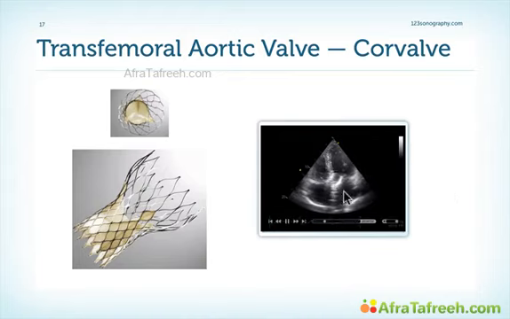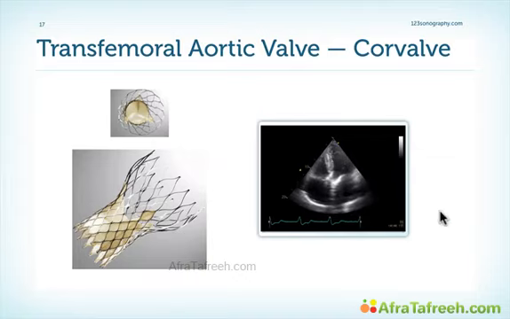So this is not an abnormally positioned valve, but the typical feature as you would see it in a 5-chamber view. Note that you can appreciate the biological tissue right in here and the typical wireframe structure of a stent here in the LVOT.